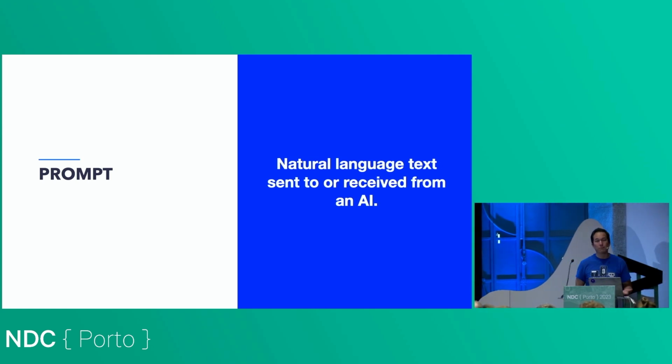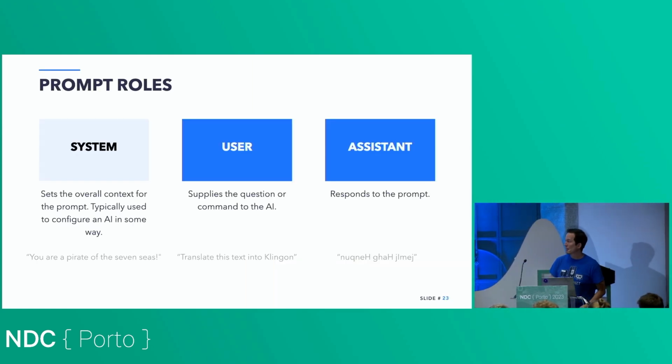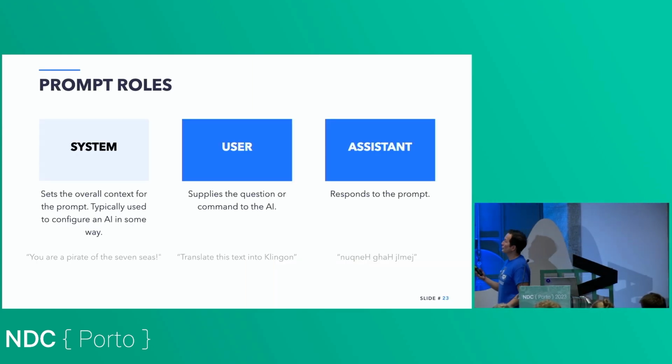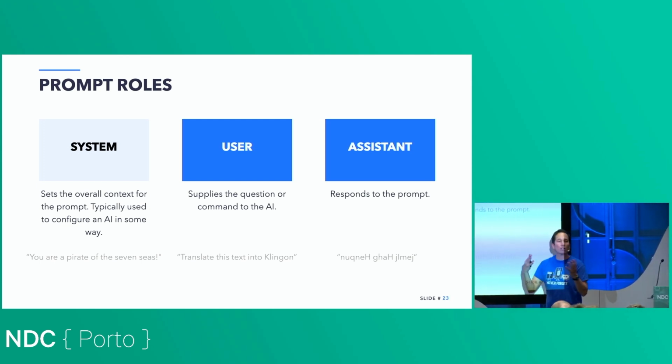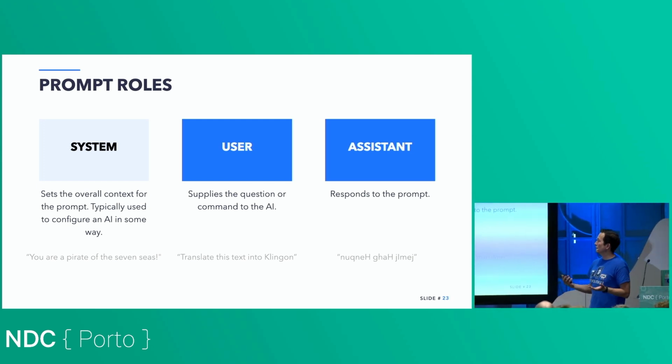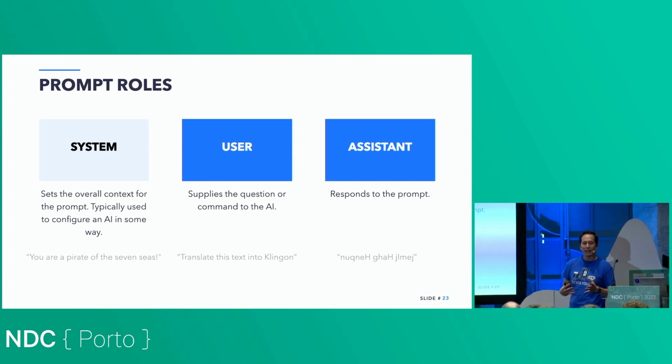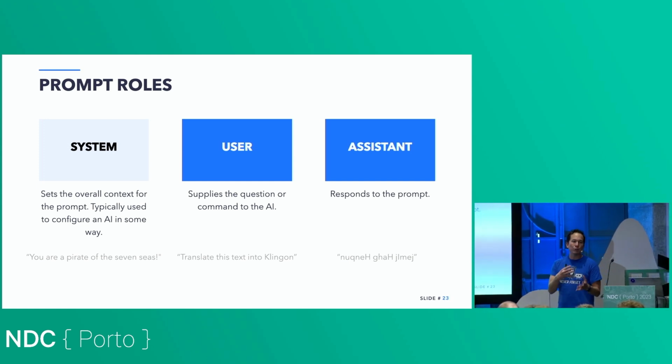So the larger your prompt, the more you're spending on GPT. And GPT has three key roles here: system, user, and assistant. So the system prompt sets the overall context, typically used to configure an AI in some way. So when you're using the website, you don't get to see the system prompt, whether you're using Bard or GPT's website. But when you're building an application, you have control.